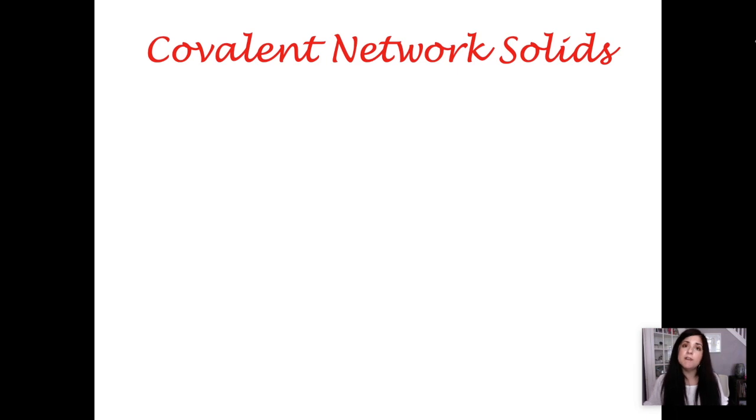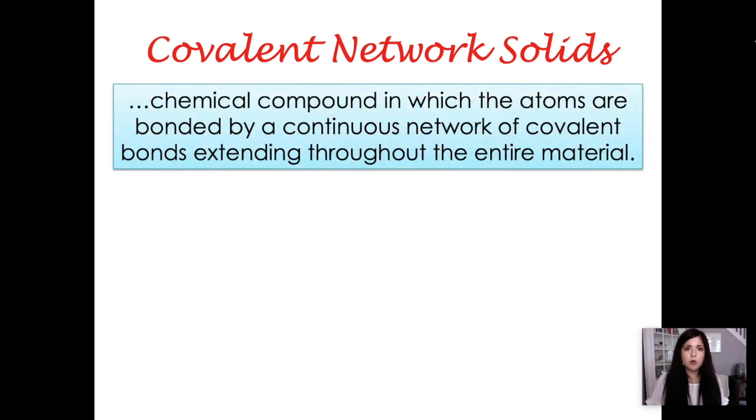So let's talk about covalent network solids. So of course, covalent network solids are going to have covalent bonds in them. But a key to this is that word network. So a covalent network solid is a chemical compound in which the atoms are bonded by a continuous network of covalent bonds that extend throughout the entire material.